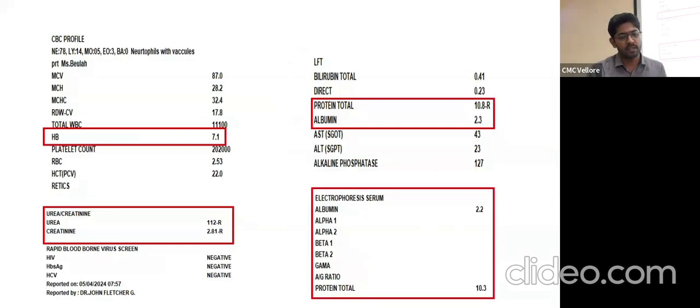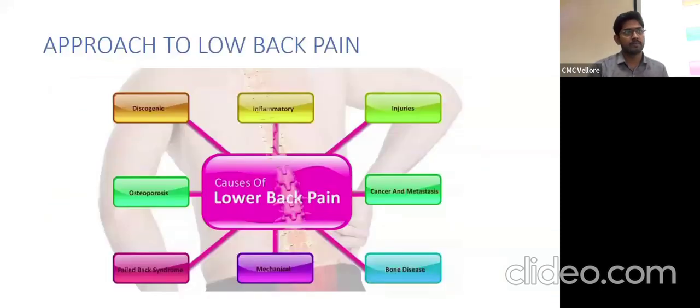Her investigations showed hemoglobin of 7.1 with elevated urea and creatinine, renal dysfunction, with a reversal of the albumin-globulin ratio, protein of 10 and albumin of 2.3. So in all 3 cases, one of the presenting complaints was low back pain. Today my topic is approach to low back pain.